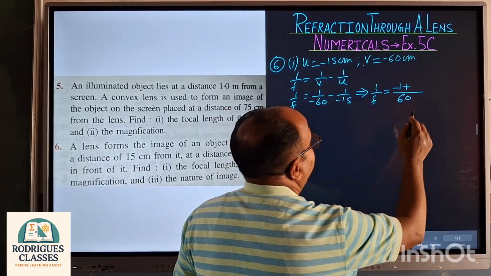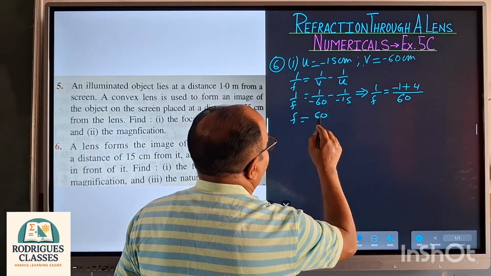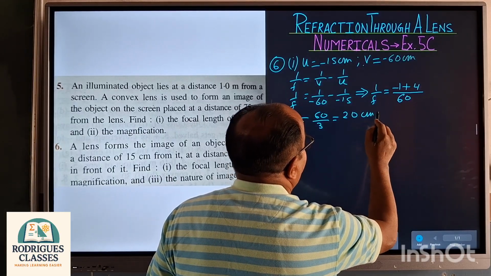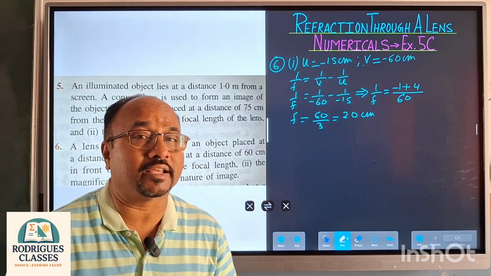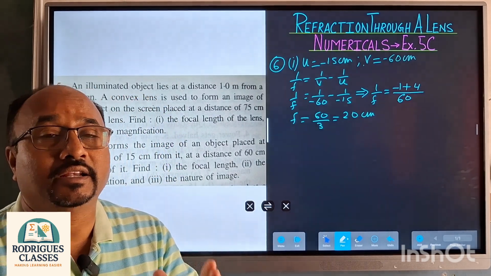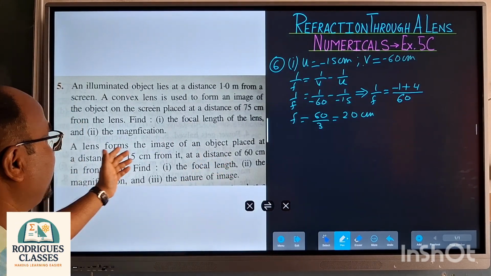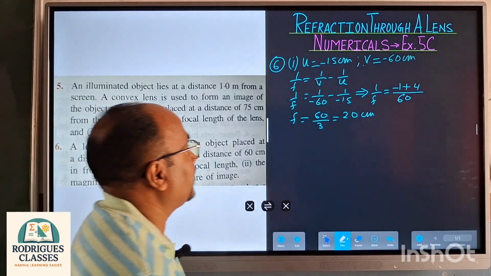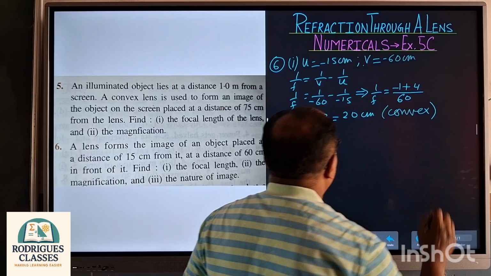By 15 you divide, you get 4. So f is equal to 60 divided by 3. So you get it as 20 centimeter. So focal length came as plus 20 centimeter. For focal length, plus sign is in which case? It is in a convex case. Did the question tell us about which type of lens it was? No. Can we tell the lens also? So we can tell it is convex. So let us write here convex.